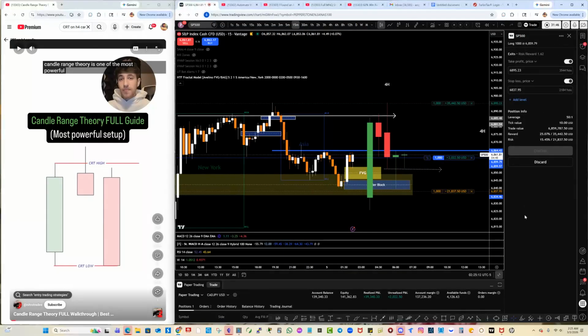Now it appears the fair value gap has been respected, tapped into, rejected. If this closes in 5 minutes, that means we're going higher to the point where we came down, and that should be the end of this trade. So I'll leave it, I'll let it run.